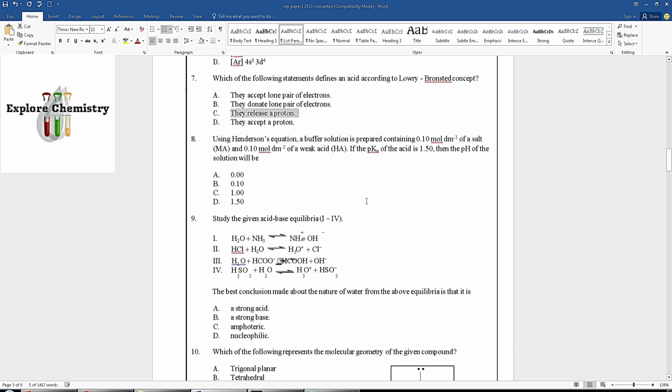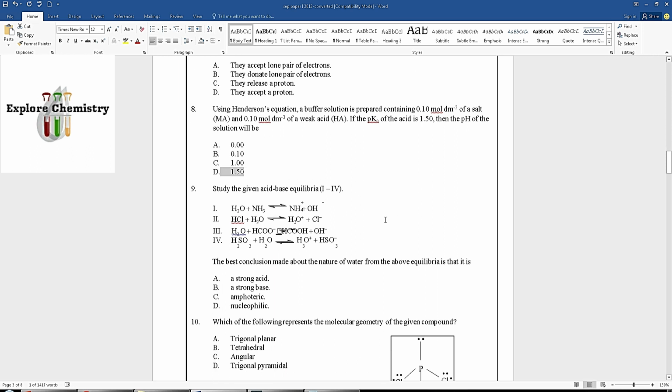Number 8, using Henderson's equation, a buffer solution is prepared containing 0.10 mole per decimeter cube of salt and 0.10 mole per decimeter cube of acid. Concentration of both acid and salt is same, you can see. If the pKa of acid is 1.5, then the pH will also be 1.5. If concentration of both salt and acid is similar, pH will be equal to pKa. So D is the correct answer.